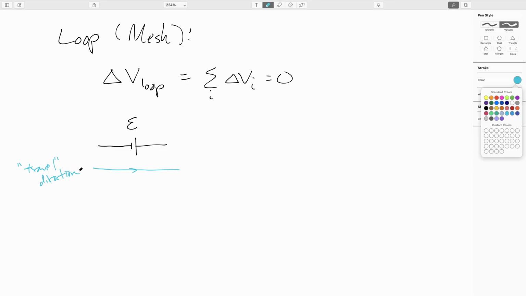And so if I'm walking in this direction, I would write a plus E when I'm doing my sum over delta V's here. On the other hand, if my travel direction were the other way, if I go from here to here, I'm going to where the charges want to hang, where positive charges would want to hang out. So that would correspond to a decrease in voltage, and that would be minus the EMF. So the sign that you put in front of the EMF is the sign of the terminal you leave.